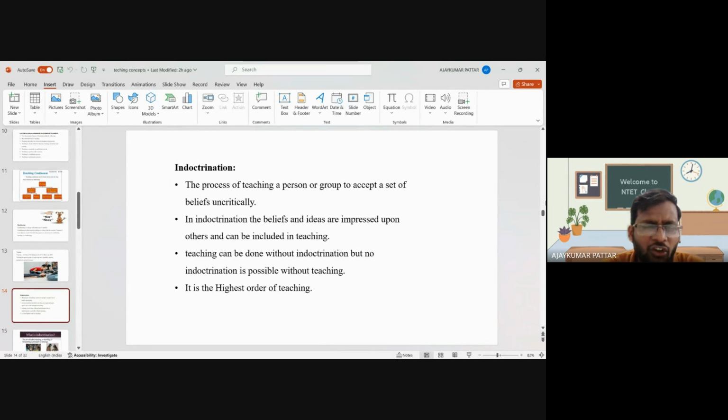For example, God is omnipresent. Yes, we will accept this. God is there everywhere. So we will believe. This type of teaching is indoctrination.